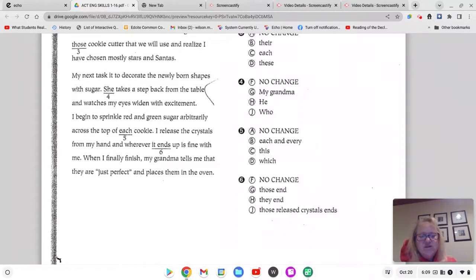Number 6, I release the crystals from my hand, and wherever it lands up is fine with me. So we've got to figure out what ends up. It's not hand. We're talking about the crystals. I release the crystals. Well, crystals are plural and it is singular. So wherever, J would be too long because we want the shortest correct answer. Those is plural. F is plural, G is plural, J is too long, so it's wherever they end up is fine with me. All right, so you are going to just enter those into Echo and submit.